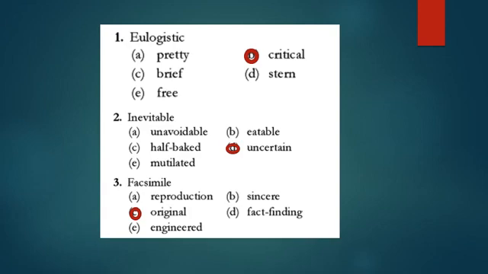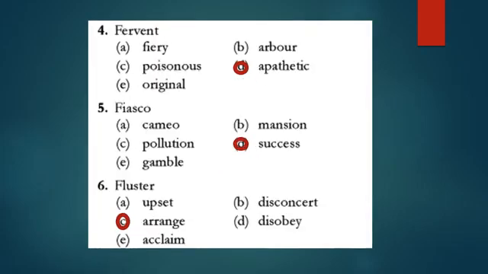Facsimile. What does facsimile mean? Facsimile means copy. So it's not the original one. So original will be the opposite word of facsimile. Fervent, very intense feelings. So apathetic will be the right opposite. Apathetic, unconcerned, not showing any feeling, no concern. Now fiasco, failure. The opposite naturally will be success.